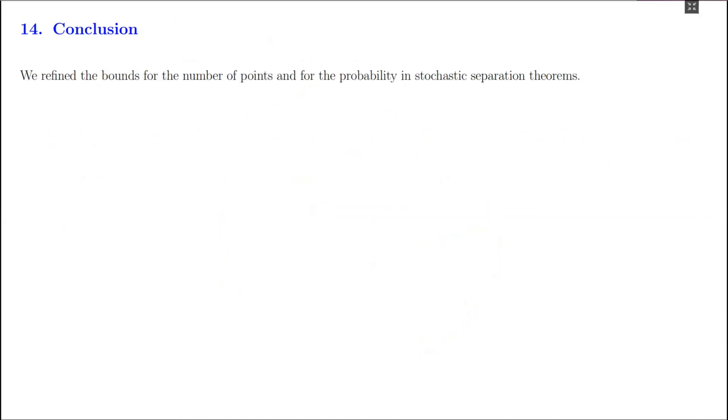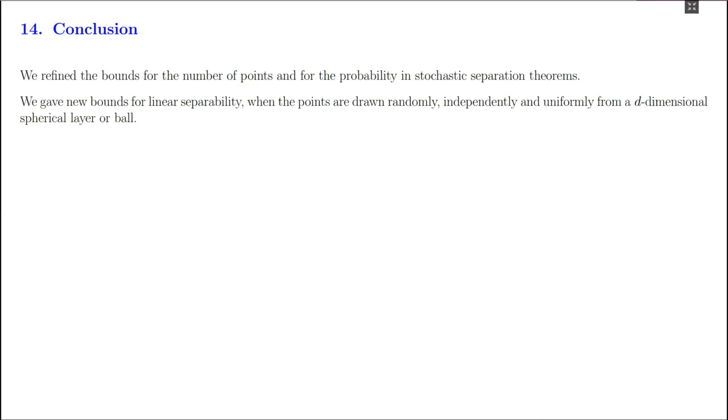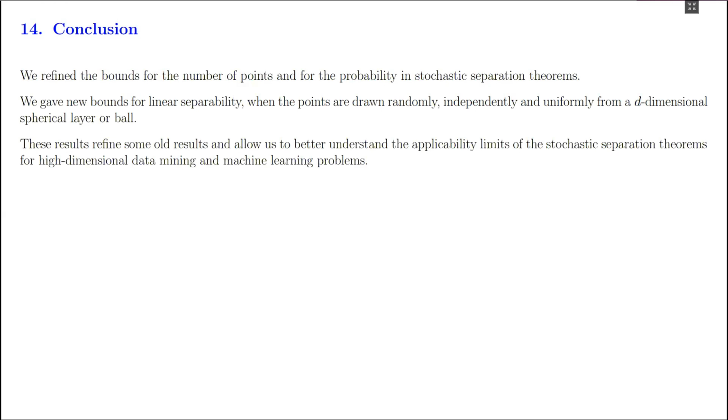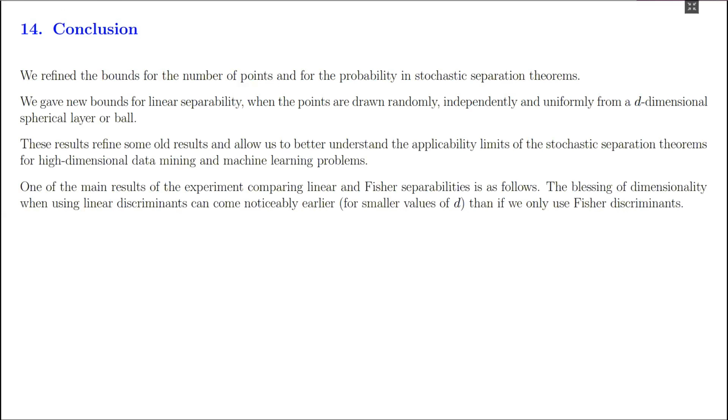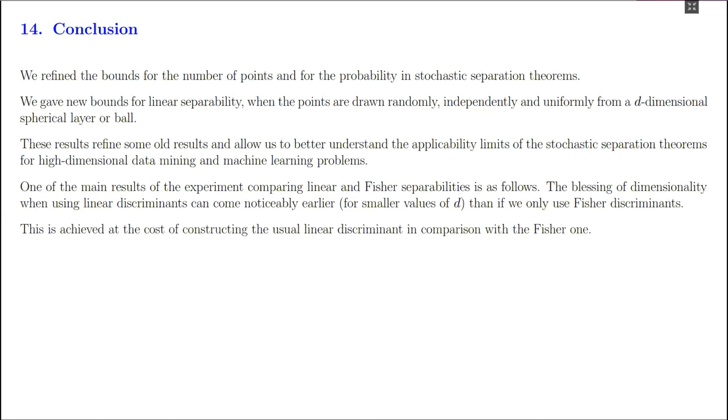Conclusion. We defined the bounds for the number of points and for the probability in stochastic separation theorems. We gave new bounds for linear separability when the points are drawn randomly, independently, and uniformly from a d-dimensional spherical layer or ball. These results refine some old results and allow us to better understand the applicability limits of the stochastic separation theorems for high-dimensional data mining and machine learning problems. One of the main results of the experiment comparing linear and Fisher separabilities is as follows. The blessing of dimensionality, when using linear discriminants, can come noticeably earlier, for smaller values of d, than if we only use Fisher discriminants. This is achieved at the cost of constructing the usual linear discriminant in comparison with the Fisher one.